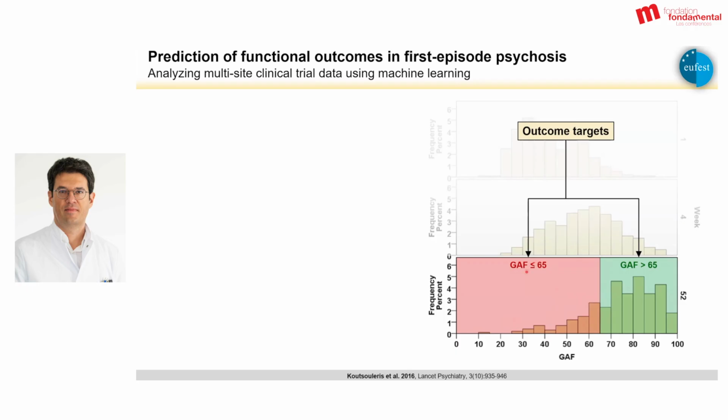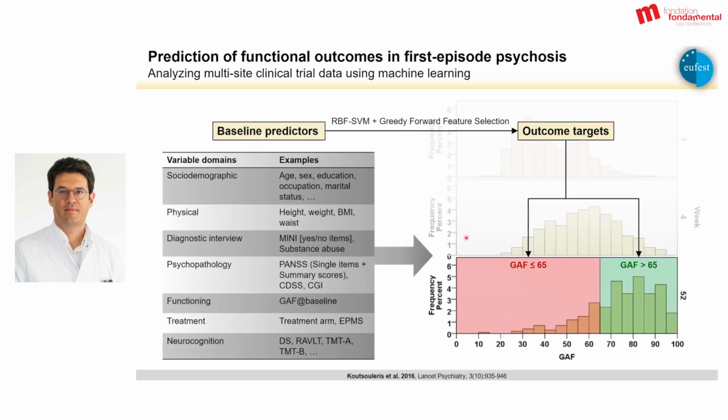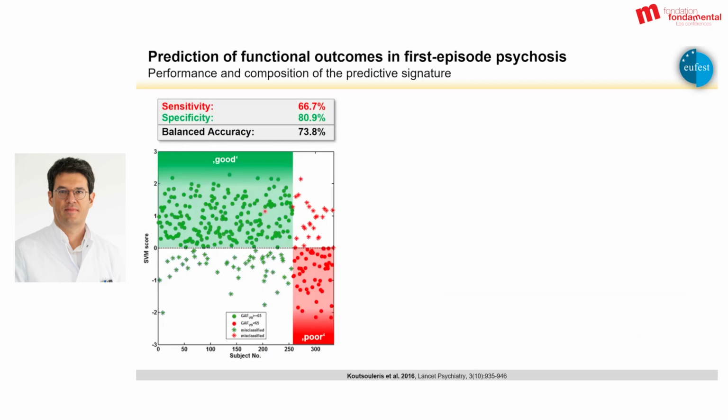They have a GAF below 65 score points. So what we wanted to do is to test whether we can predict this dichotomous outcome, less or equal 65, greater 65, with a broad set of variables which were analyzed by a classical machine learning algorithm. And here is the outcome of this analysis.